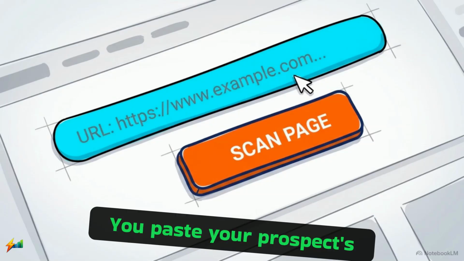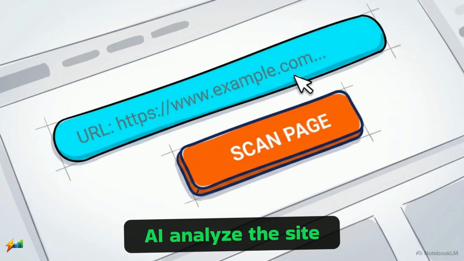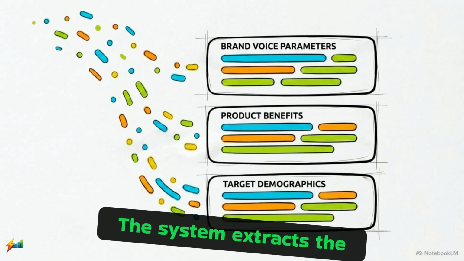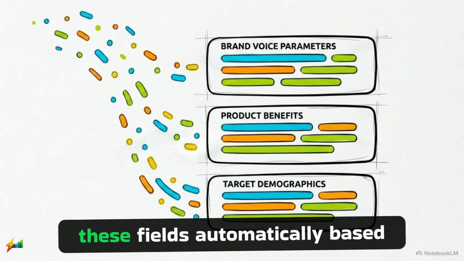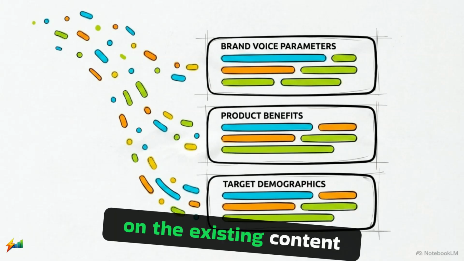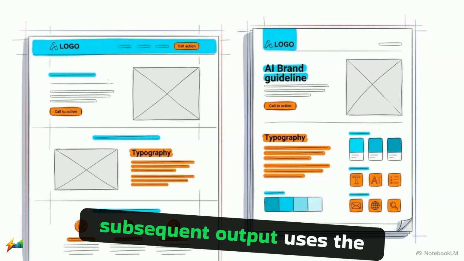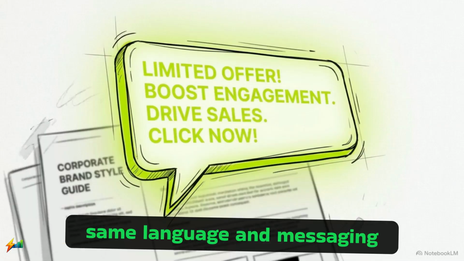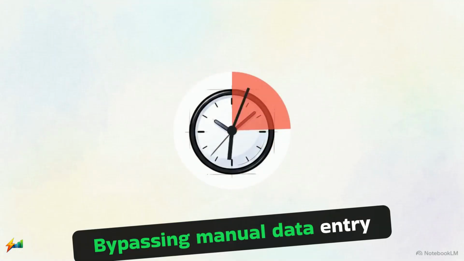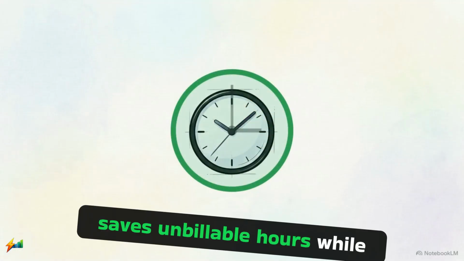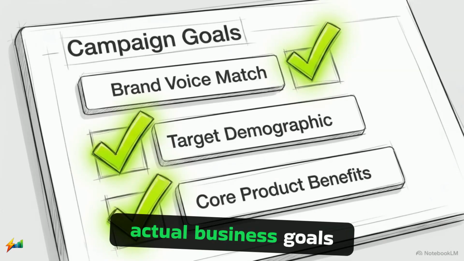You paste your prospect's website URL into the dashboard and let the AI analyze the site. The system extracts the core brand profile and target audience parameters, populating these fields automatically based on the existing content of the site. This ensures the AI's subsequent output uses the same language and messaging as the client's existing brand. Bypassing manual data entry saves unbillable hours while ensuring the campaign stays aligned with the client's actual business goals.